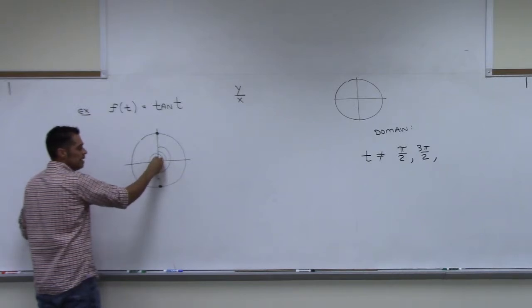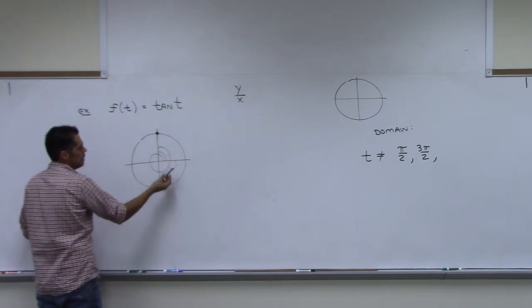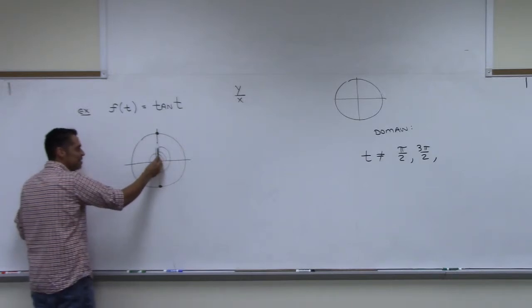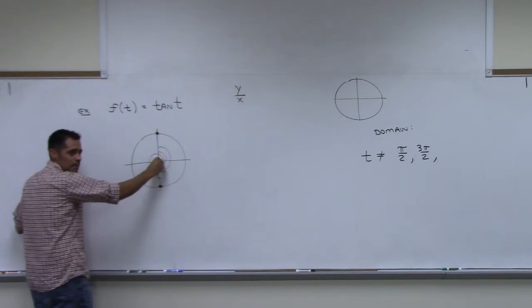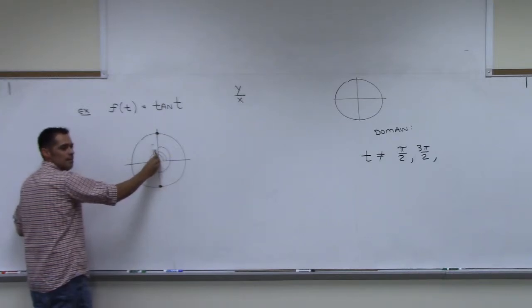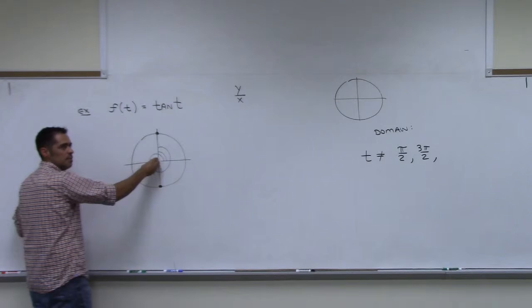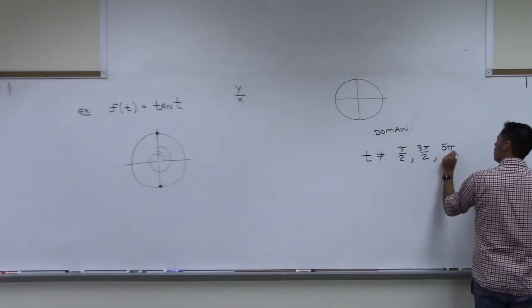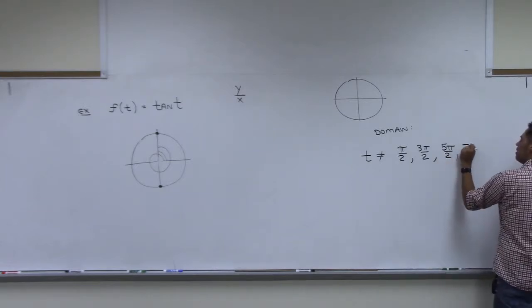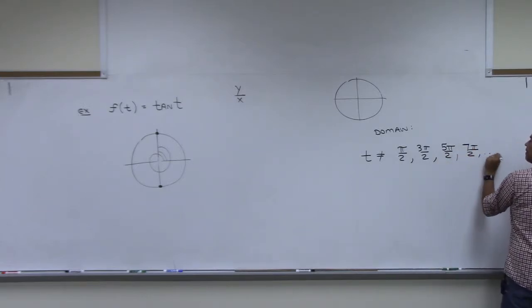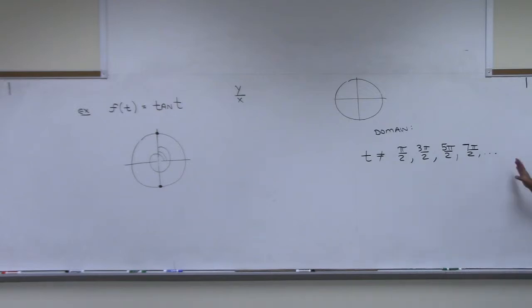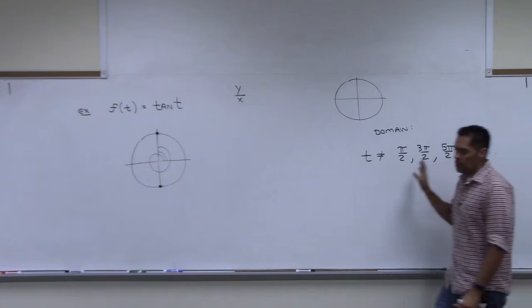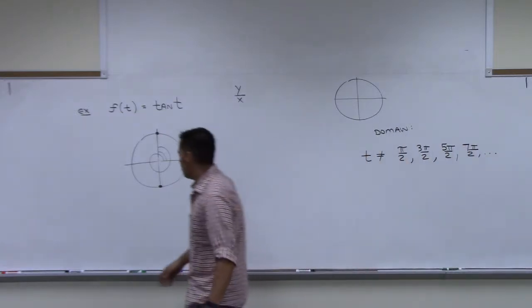Sorry. This is pi over 2. Can't be that. 2 pi over 2. 3 pi over 2 can't be. 4 pi over 2 can't be. 5 pi over 2. 7 pi over 2. So it can't be odd integer multiples of pi over 2, 7 pi over 2, right? First, I'm trying to get you to see the pattern. Do you all agree with this? Yes. Now, this is great, but we need a better way of saying this. So here's how we say it.